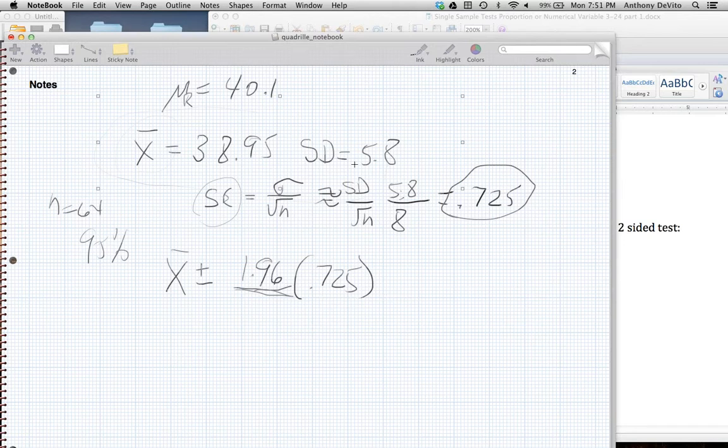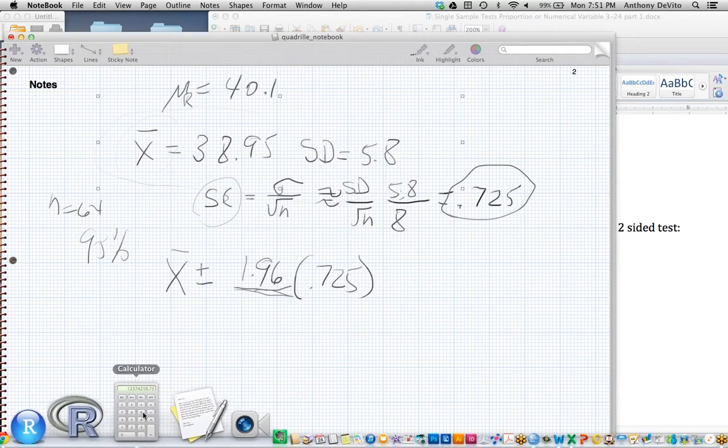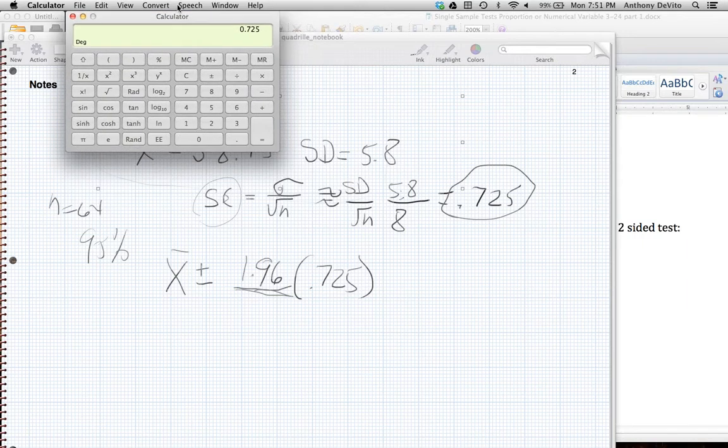Okay, so I'm going to multiply this by 1.96. Let me get my calculator out. Okay, and I'm going to give up this round. This is just a lesson so that we can get through this. Times 1.96 is equal to 1.421. I'm going to put that into memory on here, and I'm going to clear this.